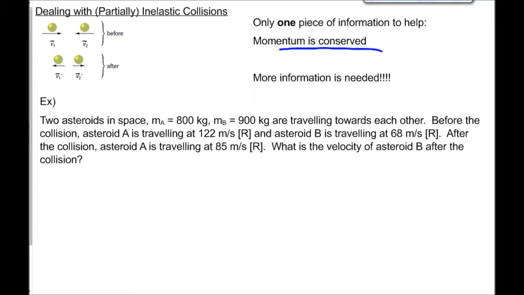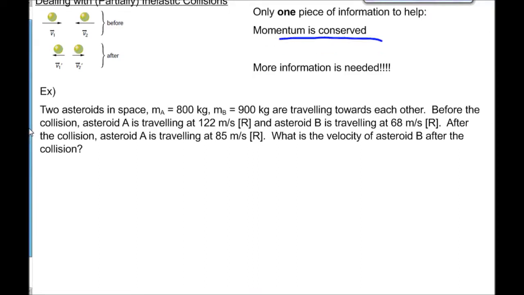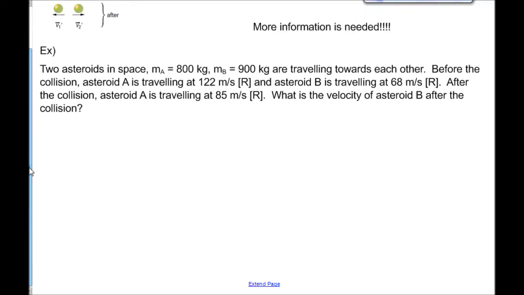An example we've got here: we have these two asteroids in space. They're about the same mass, but B is slightly more massive, and they're traveling towards each other. Before the collision, they have these velocities, and I've told you the velocity of asteroid A after the collision. I want to know what is the velocity of B after the collision.